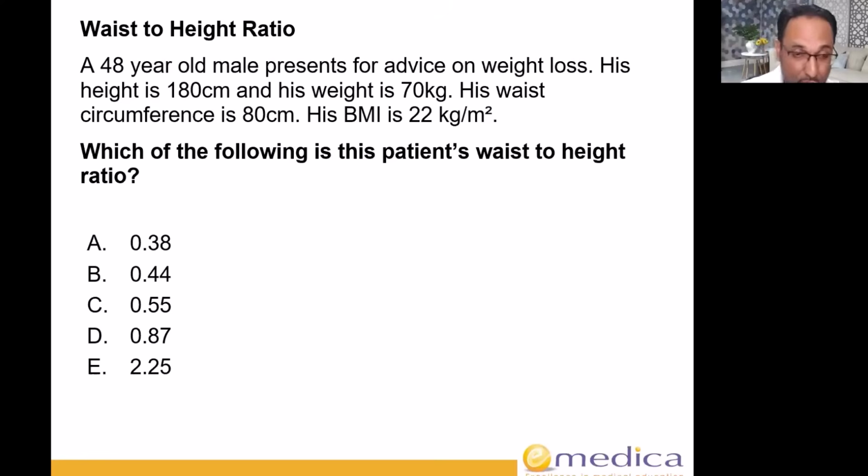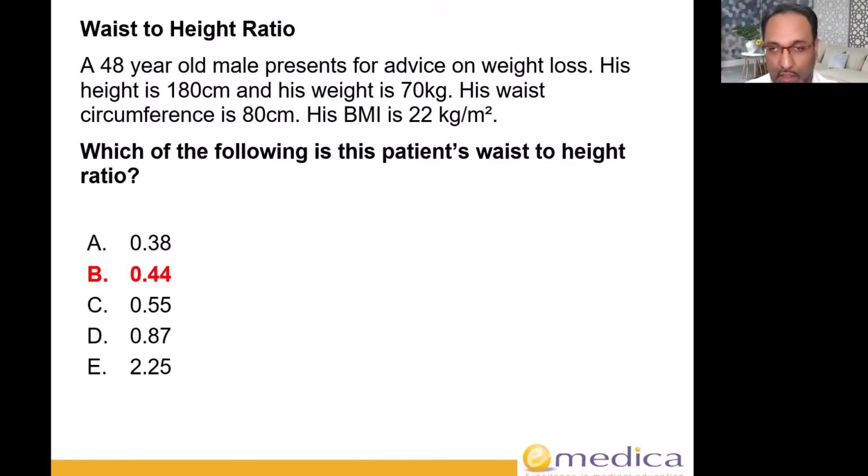Okay, well done. So every single answer has been picked. The most popular answer is the correct one. So the correct answer is B. 0.44 is this patient's waist to height ratio. Okay, so first thing is to calculate the waist to height ratio.